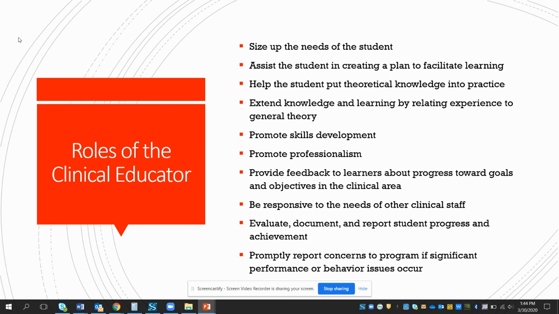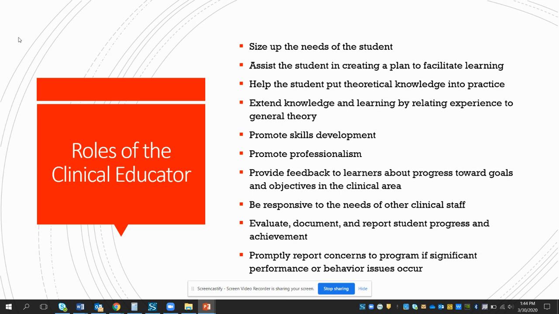Of course, just like with your personal life, or if you have your own conflict at work, the first thing you want to try to do is resolve that with the student. But if it was truly a critical error, or you feel like for whatever reason you can't speak with the student individually, then please come forward and make those concerns known about the student. We definitely want to hear that too. Promptly report concerns to the program if significant performance or behavior issues occur. Again, very important for us to get that documented in their file.